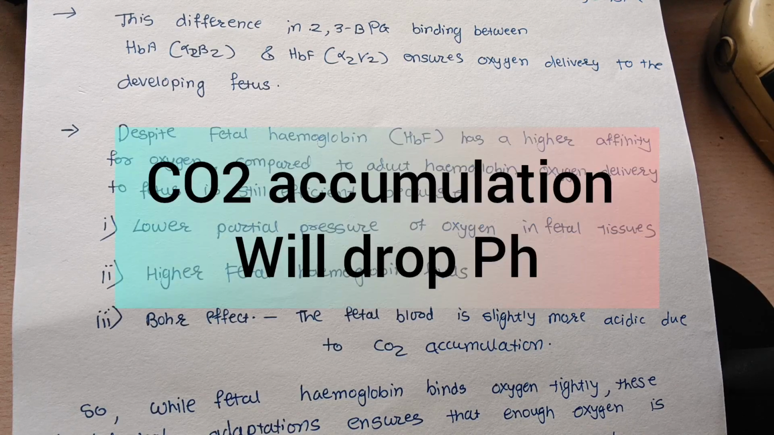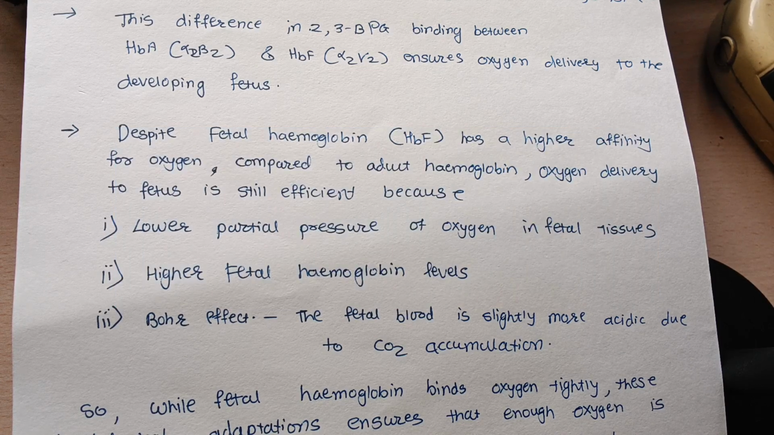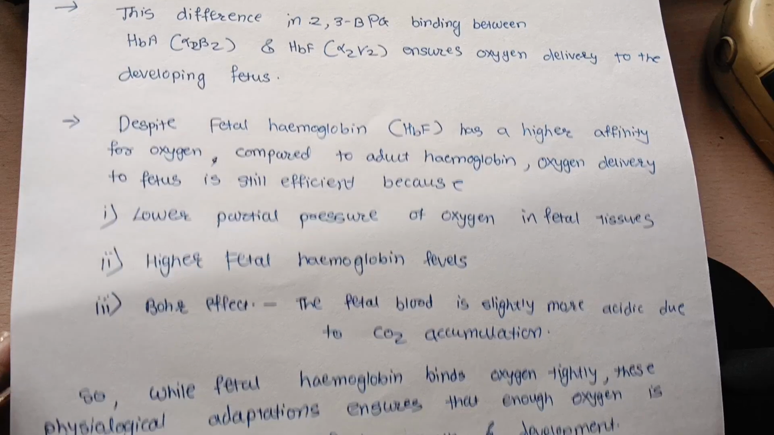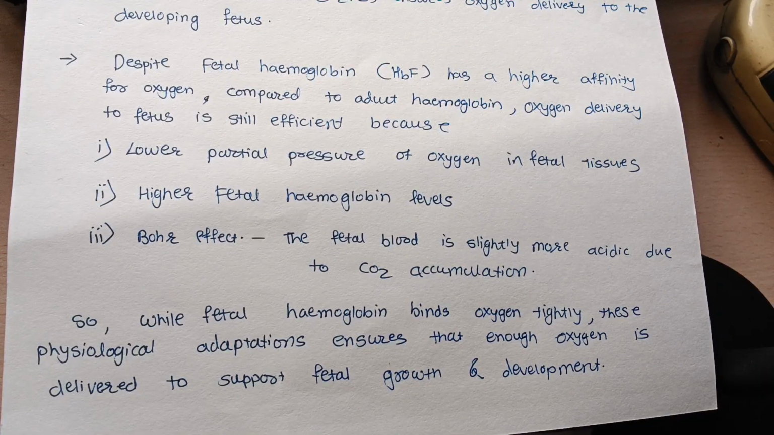There is an accumulation of carbon dioxide in the fetus blood. Because of the accumulation of carbon dioxide, the fetus blood becomes slightly acidic, and we had discussed already that in an acidic environment, hemoglobin has a low affinity towards oxygen, so oxygen can be delivered. So while the fetal hemoglobin binds oxygen tightly, this physiological adaptation ensures that enough oxygen is delivered to support the fetal growth and development. So let's summarize what we had discussed in today's class.